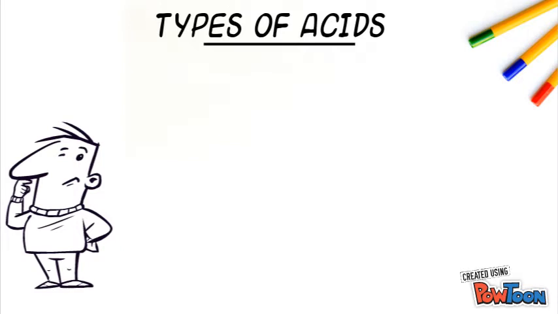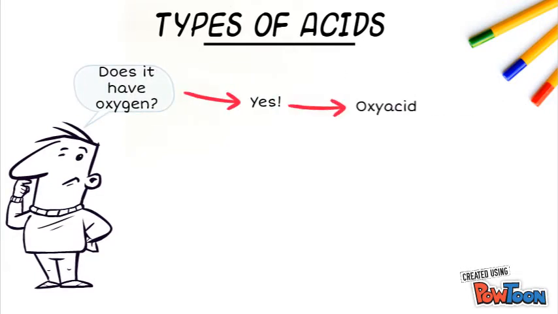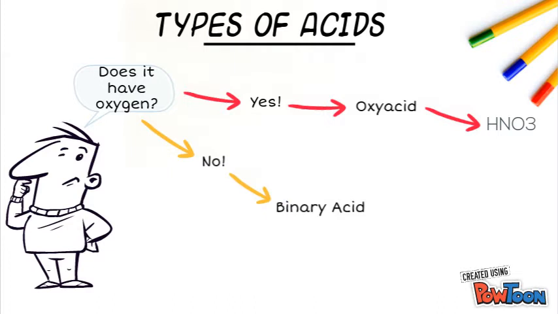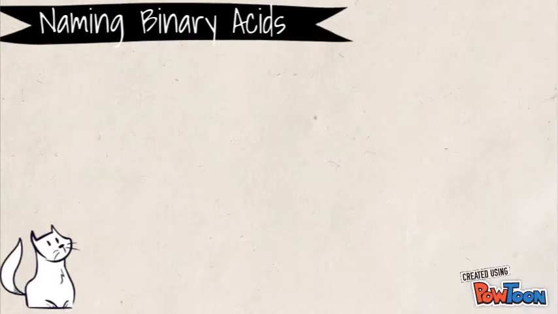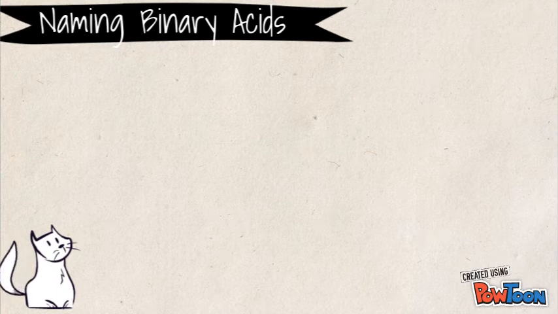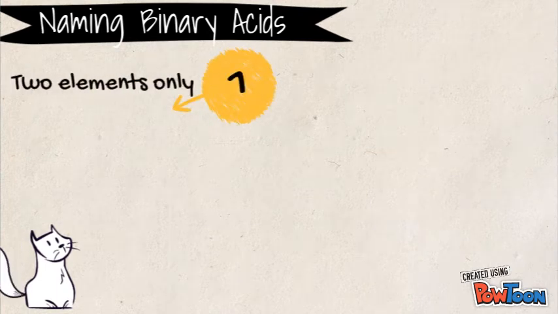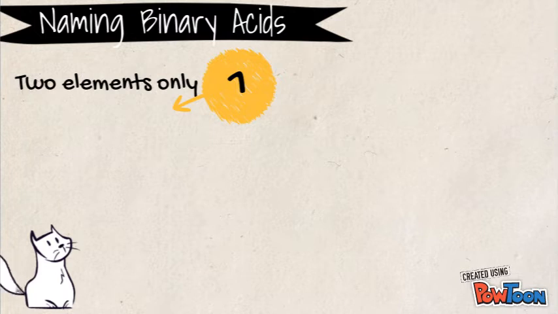When looking at the formula, you need to ask, does the formula have an oxygen? If yes, then it's an oxyacid, an example of which would be nitric acid. If there is not any oxygen, we call this a binary acid, and an example of that is a familiar acid, which is hydrochloric acid. When looking at the formula for a binary acid, it will typically contain two elements, but more importantly, no oxygen.